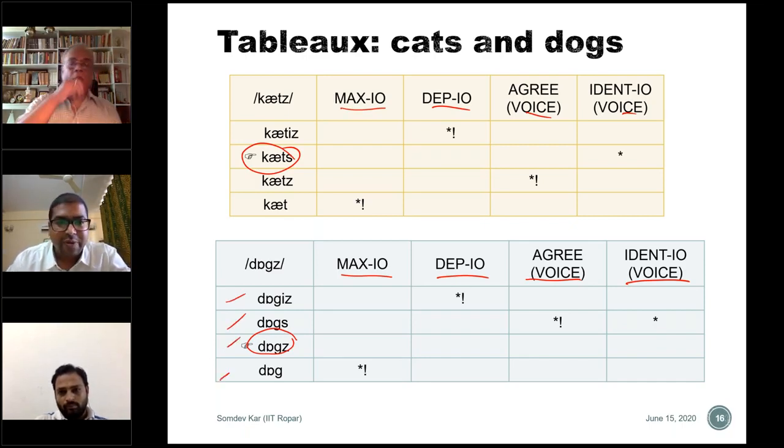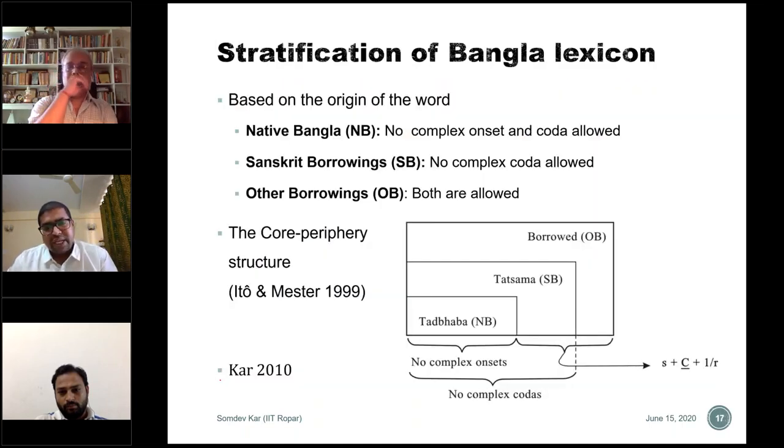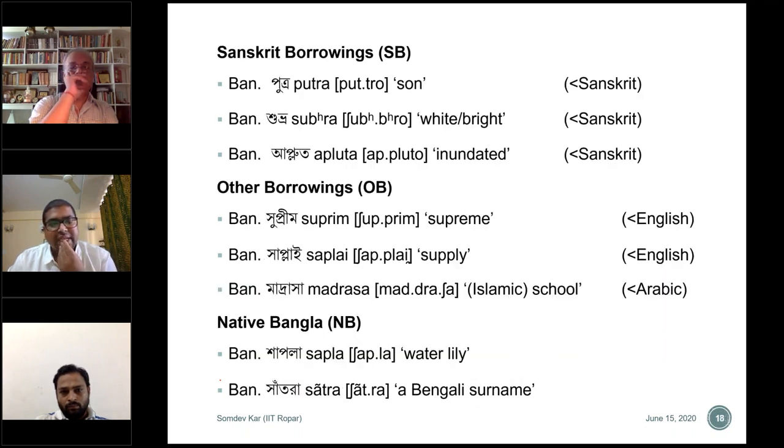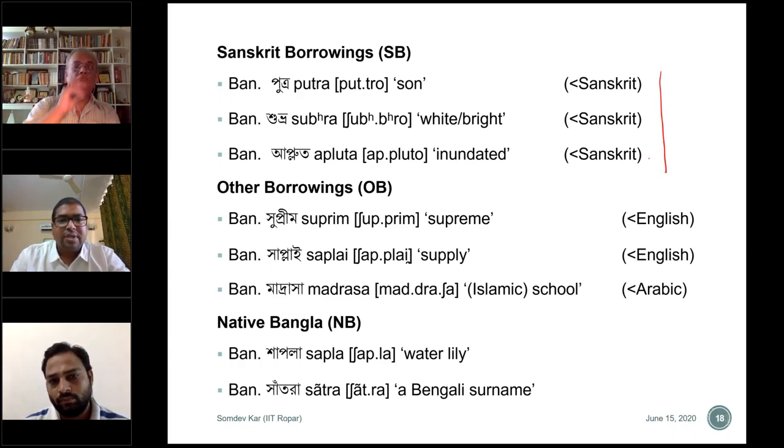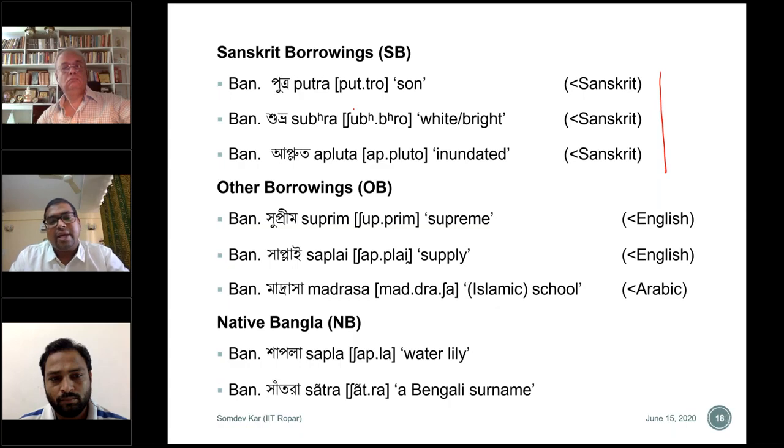Okay, so let us pick one example from an Indian language. So I have taken some examples from Bangla, and some of them are borrowed words, different types of borrowed words. Some are borrowed from foreign words, some are taken from Indian words, I mean borrowed from inside India, like from Sanskrit, like Putra, then Shubhra, Apluto, etc. Whereas from English, supreme, supply, etc. And the actual pronunciation comes like supreme, supply, and so.